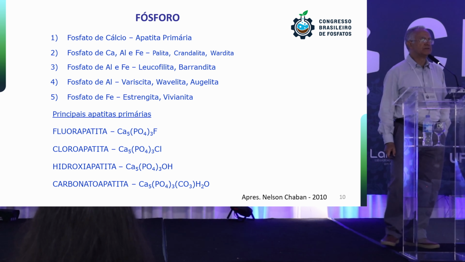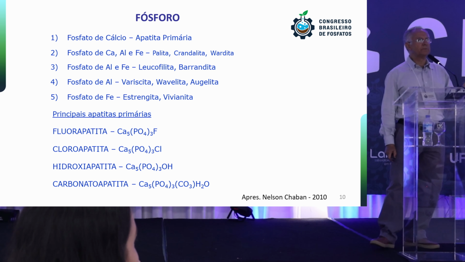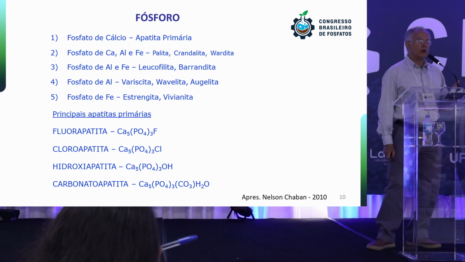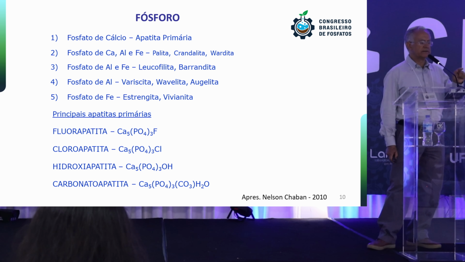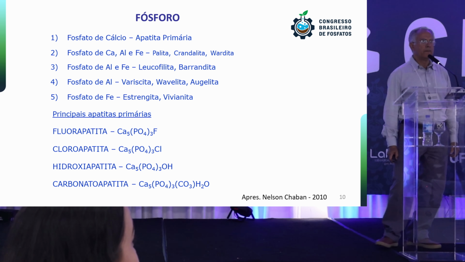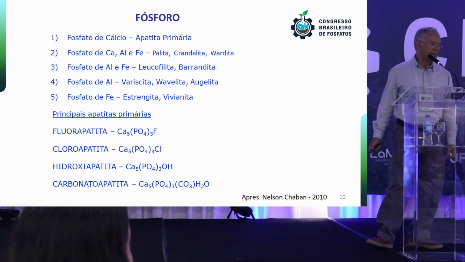Now, talking about apatite. We have the calcium phosphate, which is primary apatite, and then we have secondary apatite, that is CaO/P2O5, in varying relations. Among the primary apatites, we have first fluorapatite, which is the largest representative, hydroxyapatite, carbonate apatite, and as an example of chloride apatite, we have a deposit in Africa that has 1,200 ppm of chloride, whereas in the national rocks, Brazilian rocks, the content of chlorine is very low.